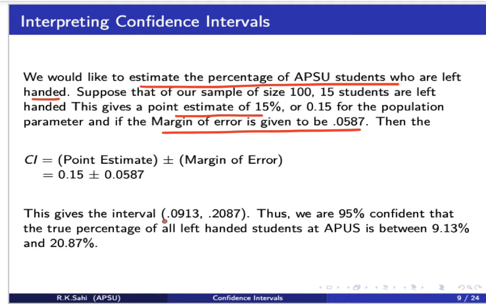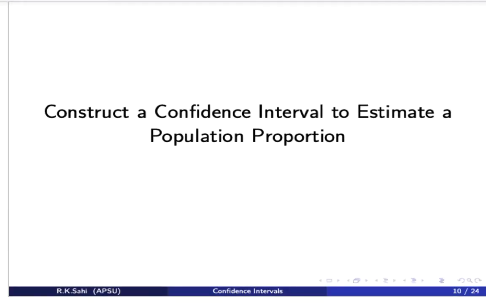So that gives us the interval of 0.0913 and 0.2087. So when we are talking in terms of the analysis, we're saying we're 95% confident that the true percentage of all left-handed students is between 9.13% and 20.87%. So that was a little brushing up of things we are going to need. And now let's go and start the construction of a confidence interval to estimate a population proportion.